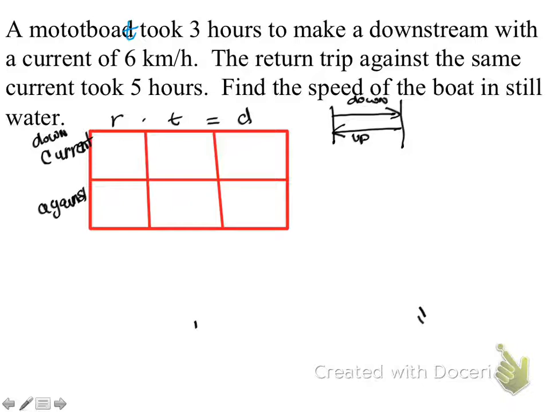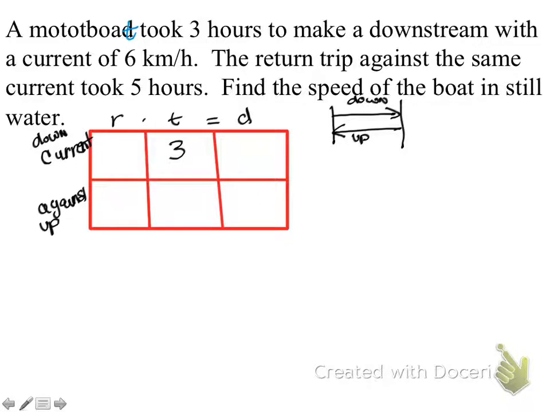For 3 hours is the time, so you just put it in the time box. First row or second row? For the first row. Okay. So if that's downstream, then upstream is against, right? With a current of 6 kilometers per hour. So how am I writing that? This time I know the current. Down current would be 6, but we don't know the boat's rate. The current is the speed of the water. What are we missing, Olivier? Good. So how am I going to show downstream current?